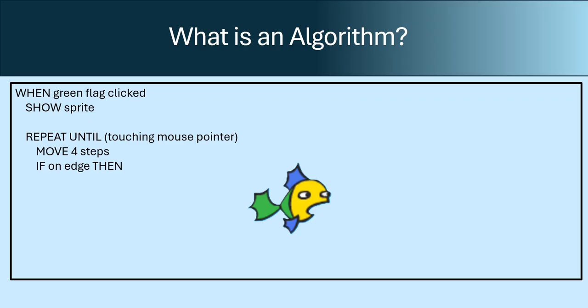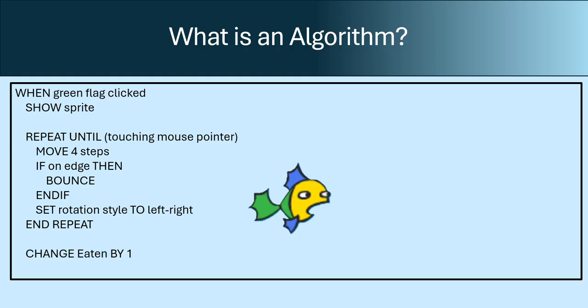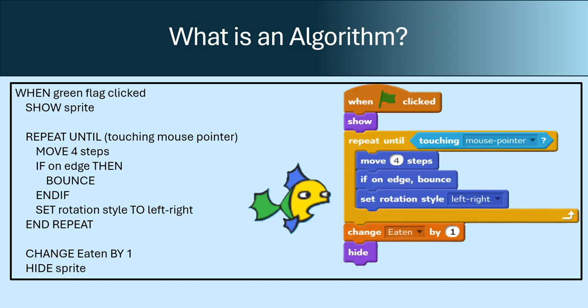If it's on the edge, it will bounce, and then that's the end if. We then set the rotation to left, right, and repeat. So this is a repeat because it means that it needs to keep moving around the ocean or the sea until it's been eaten by the shark. When it's eaten by the shark, it gets a point, and then we hide our sprite. So this is what the code will look like in Scratch.